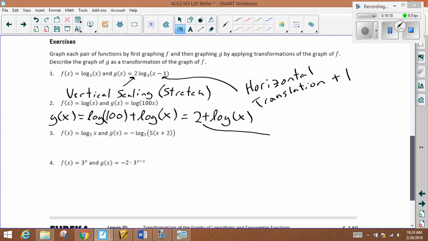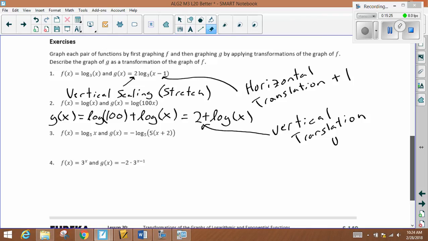What does this thing do? It's a vertical translation. It's a vertical translation of positive 2, right? Which means it goes up 2. So that's the same thing with the stretch.